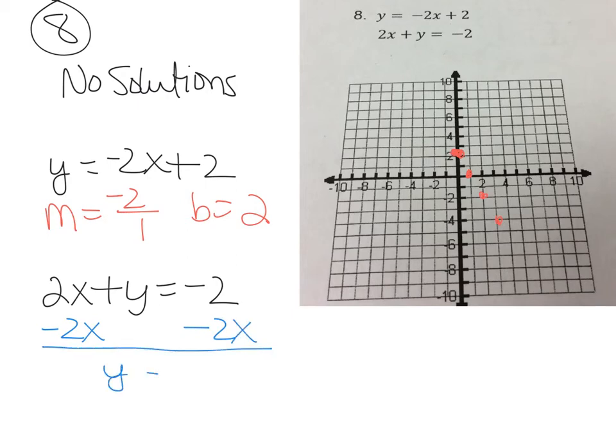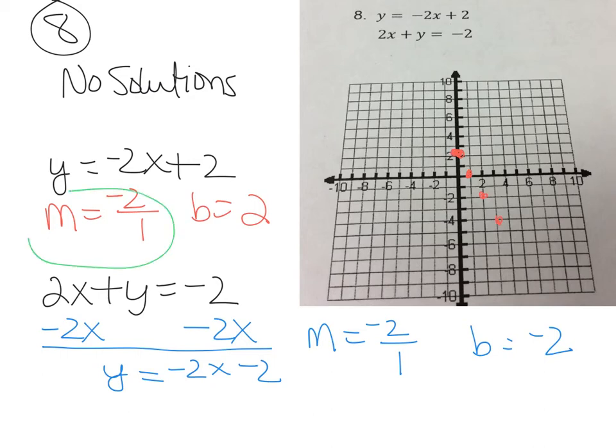And we get y equals negative 2x minus 2. So my slope is negative 2/1. My y-intercept is negative 2. And again, let me just point out to you, I notice that my slopes are the same, but my y-intercepts are different. So I know that means something's going to happen here.